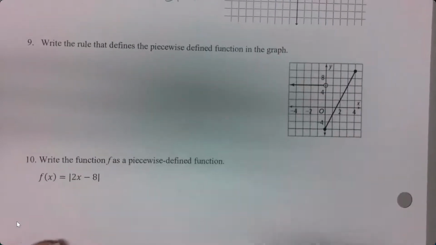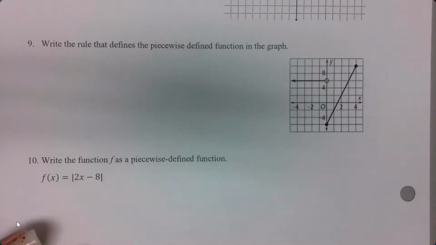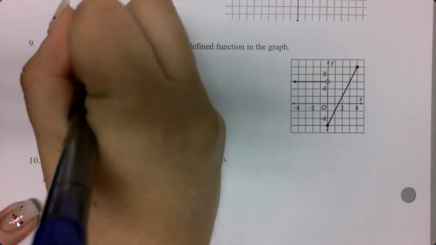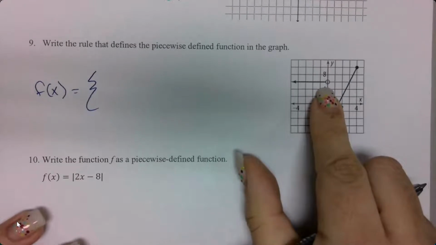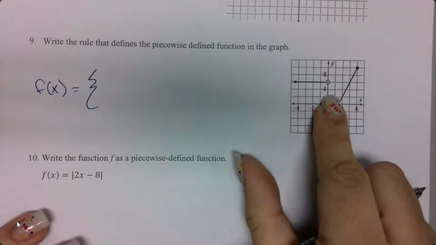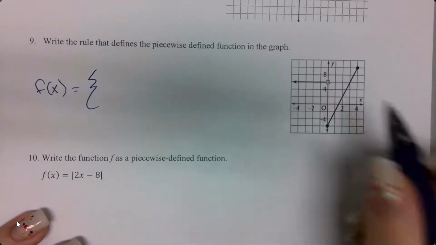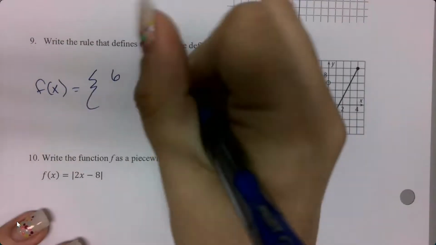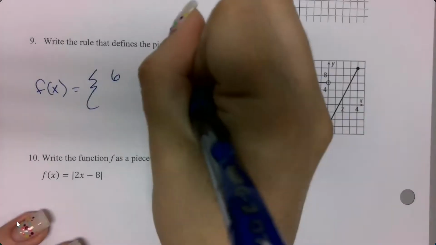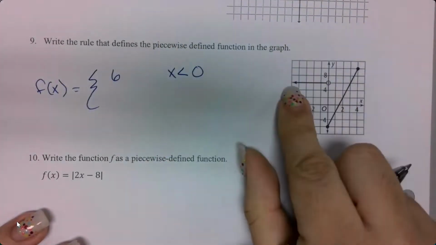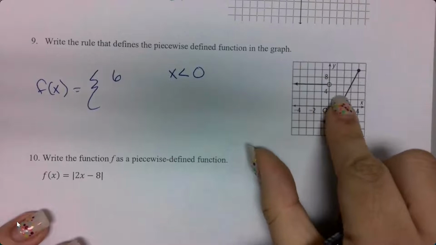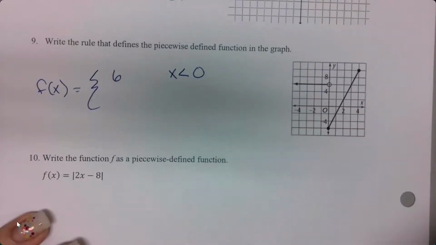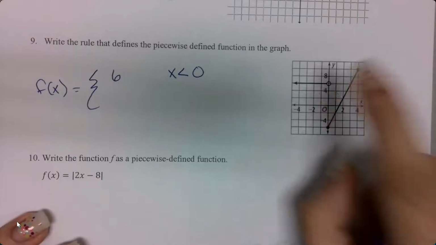Okay, number 9 wants me to write a rule that defines this piecewise graph. So I'm going to have f of x equals. This first part is just, these lines are counting by 2, so this is just the 6, it's just a straight across line. And this is true for all of my x values that are less than 0. Less than because it keeps going left forever. 0, because that's where it is on the y-axis. No line underneath because the circle is open.